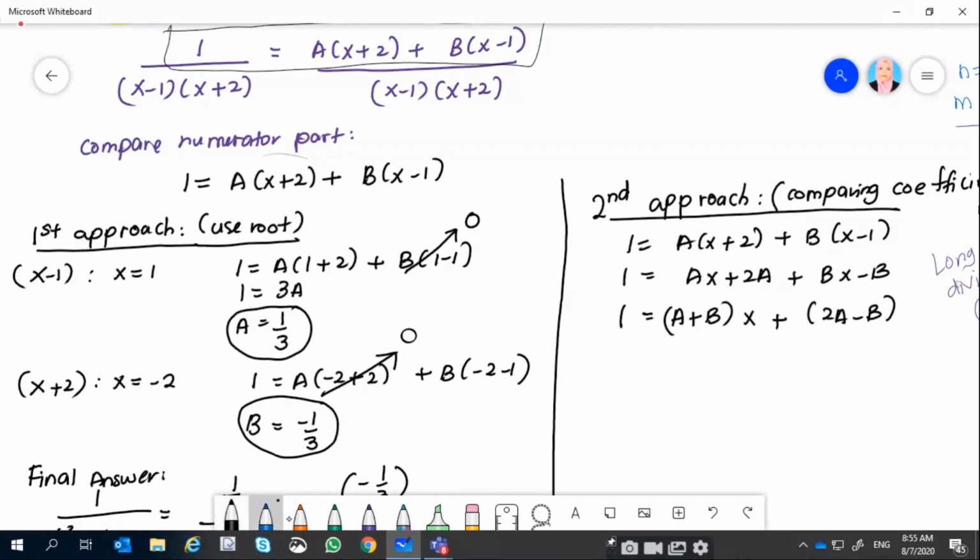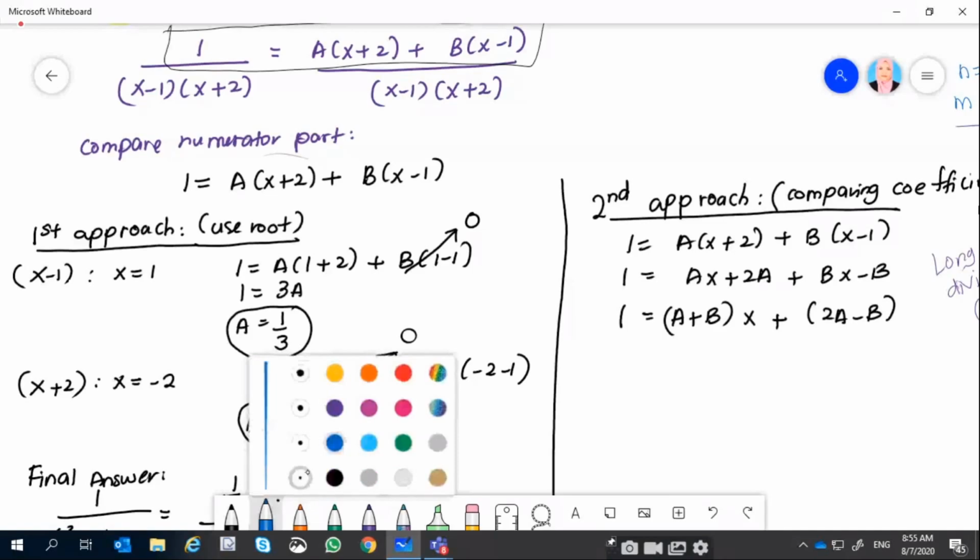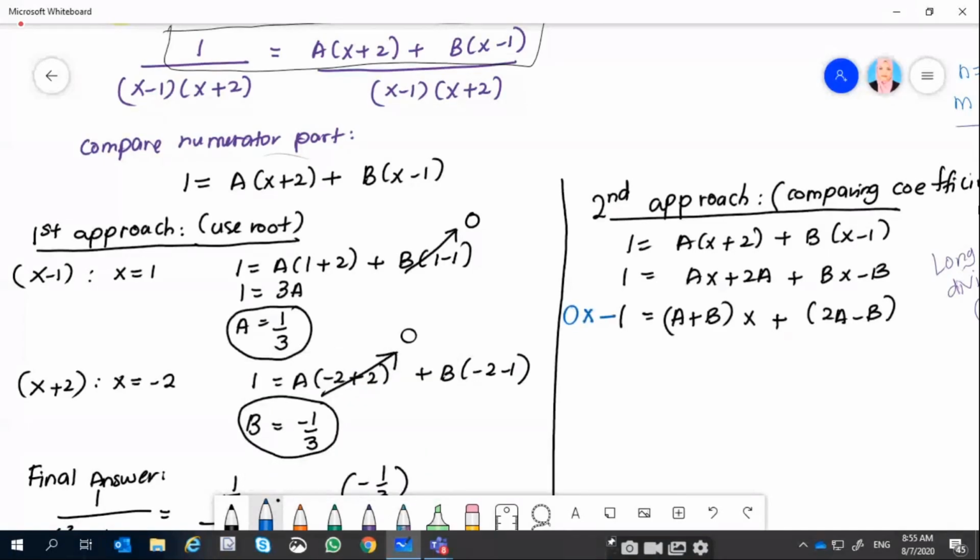Before that, to make it clear, at your left hand side, the coefficient of s is what? It is 0, right? 0s. So 0s plus 1 equals (a plus b)s plus 2a minus b. So when you compare coefficients, we start from s. The coefficient of s at the left hand side is 0, and the coefficient of s at the right hand side is a plus b. You see that? Yes, I see.